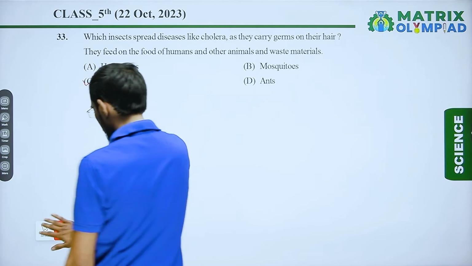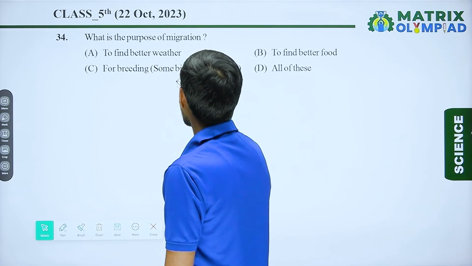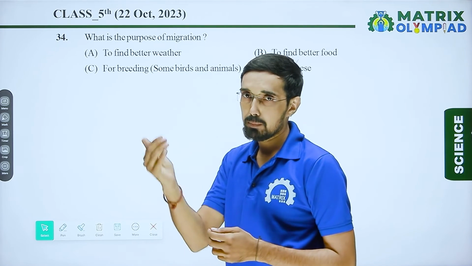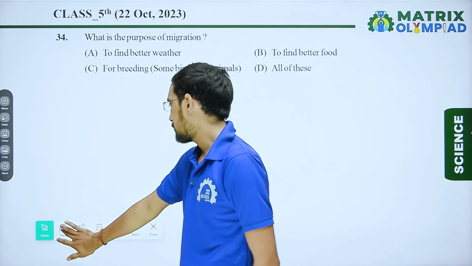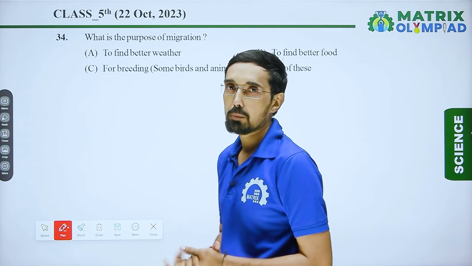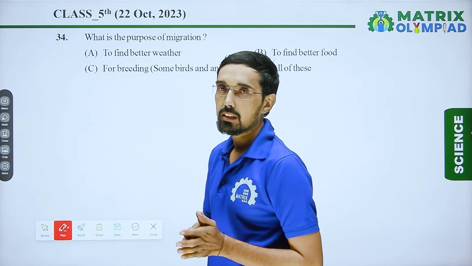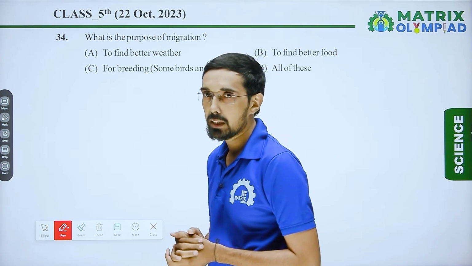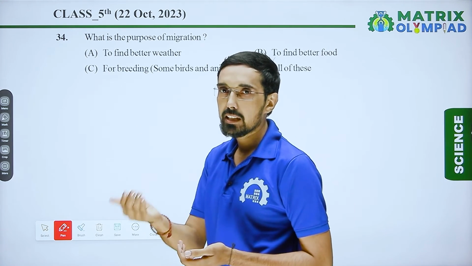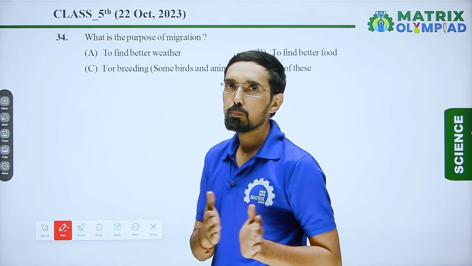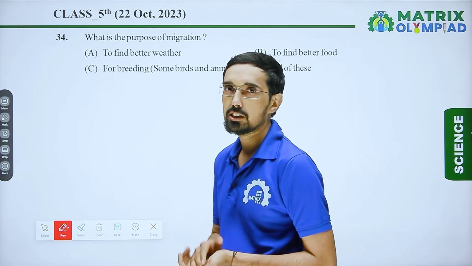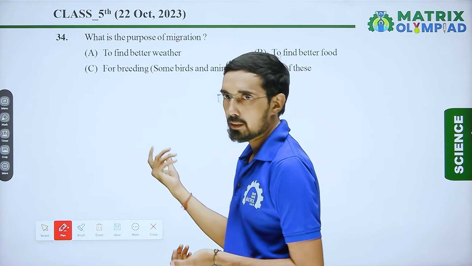Now next question is, what is the purpose of the migration? Why does an animal or person migrate from one place to another place? First option will be to find better weather. That's the appropriate answer, to find better weather. Like we can discuss about the Siberian crane. Siberian cranes are the birds which migrate from Siberia to Bharatpur National Park, or we can say Keoladeo National Park, which is located in Bharatpur.